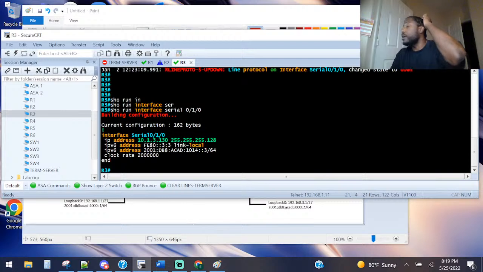Let me see, router 3. What interface is that? The serial interface? Yep. I believe that is the issue. Serial 0/1/0. Yeah, there's no clocking there. So let me do this. We need to remove that clocking command. I believe that is the problem.